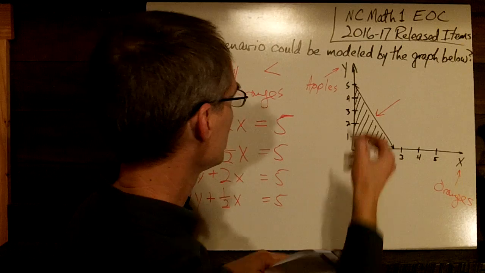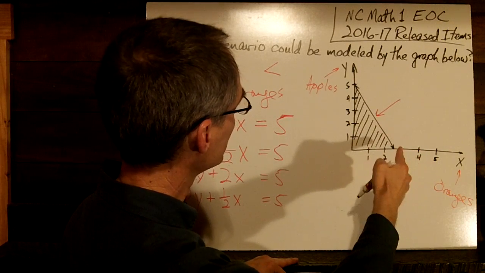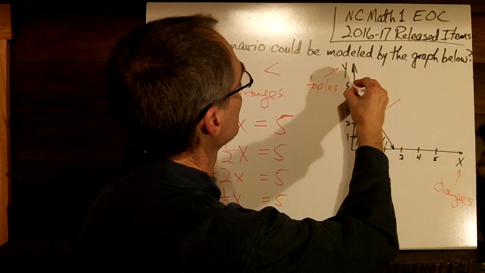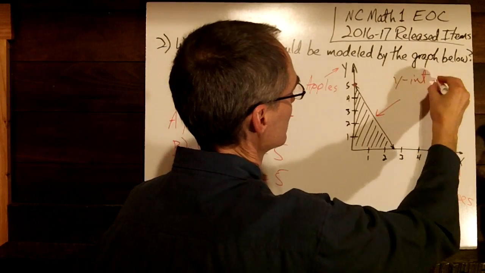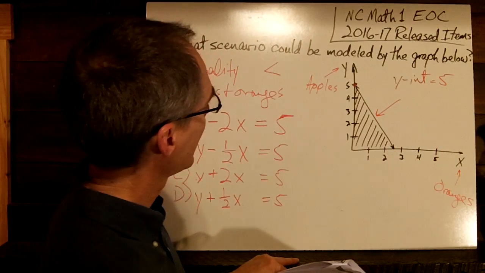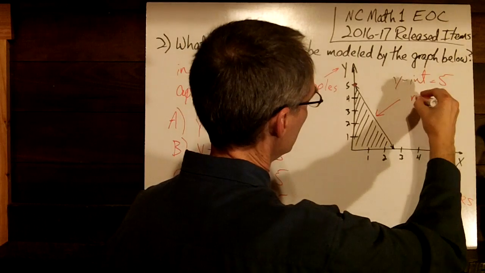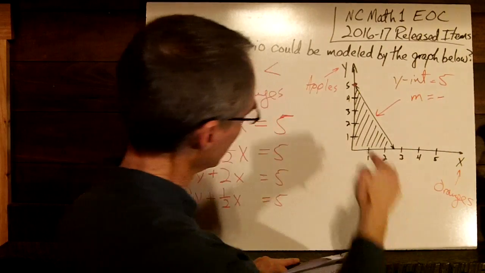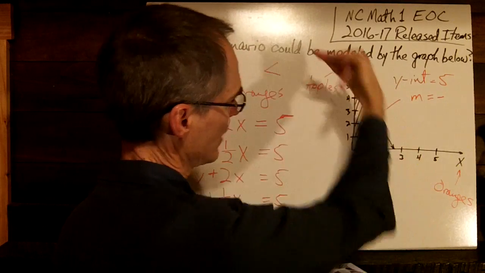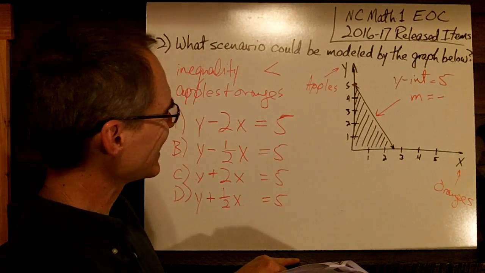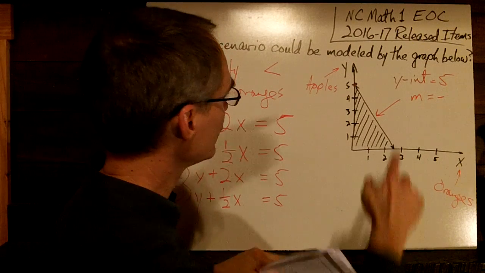Okay, so let's see. I've got a straight line. I notice it has a y-intercept of 5. And it's got a slope. The slope is negative something. I can tell it's negative because it's going in that kind of opposite way. So the slope is negative. I wonder if I can figure out exactly what the value of the slope is.